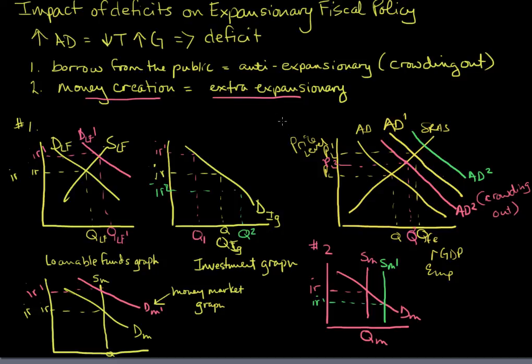So that's the impact of the deficit on expansionary fiscal policy. How government approaches these will have different outcomes. Borrowing from the public will be somewhat anti-expansionary. So in short, it's contractionary. And the money creation is actually a little extra expansionary, which could lead to inflation.